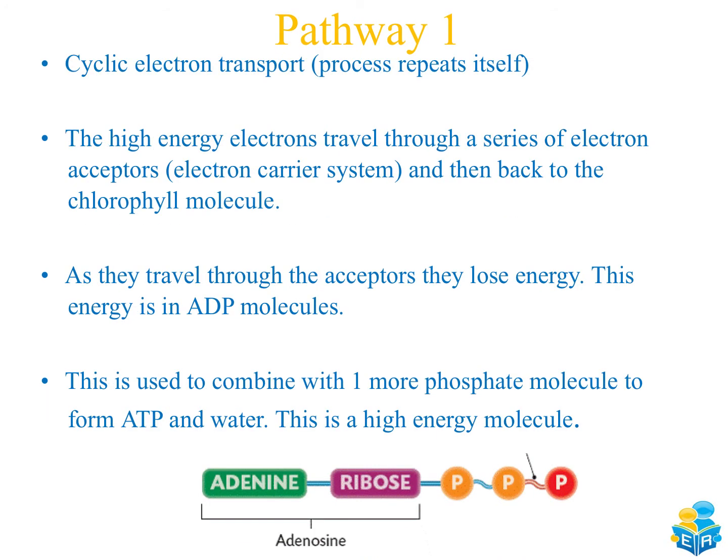Now, the first pathway is known as the cyclic electron transport chain. The reason it's known as the cyclic chain is because it's like a cycle. It happens again and again and again.